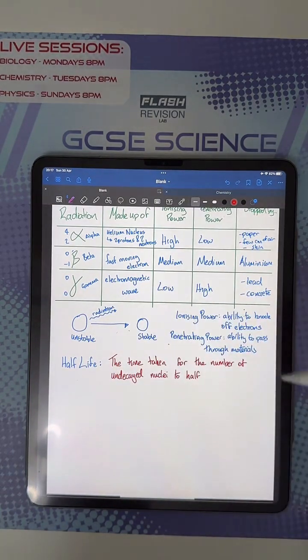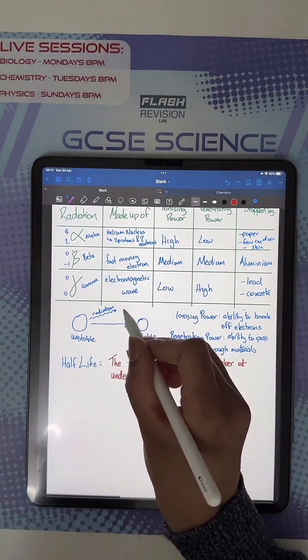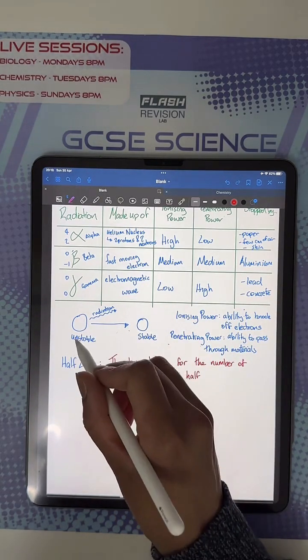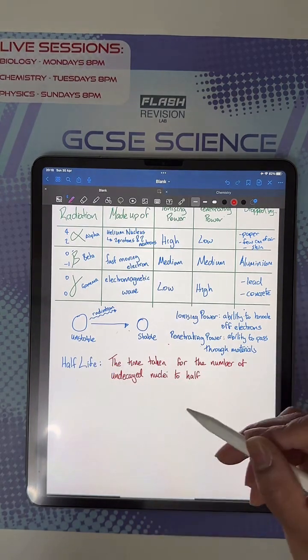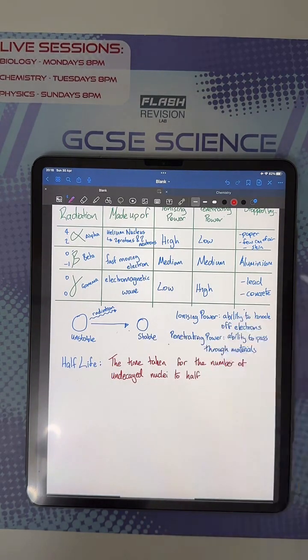So what's going to happen is one by one, they're going to do this. They're going to give off radiation, they're going to become stable. Give off radiation, become stable. They're going to do that over and over again. One by one, each atom is going to become stable.